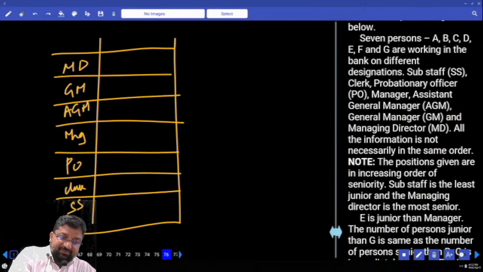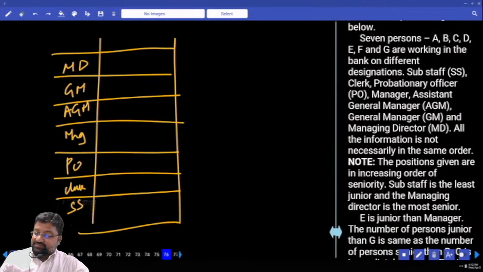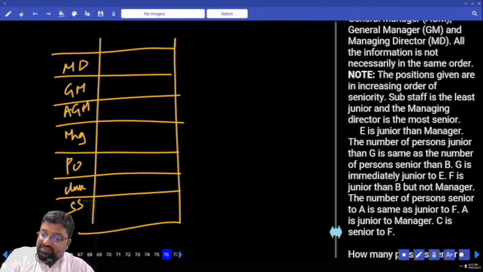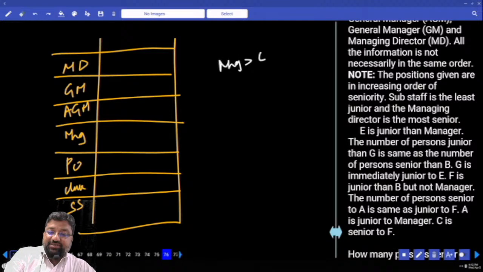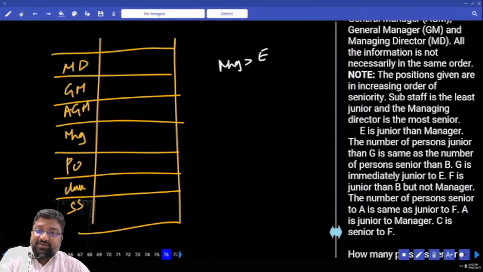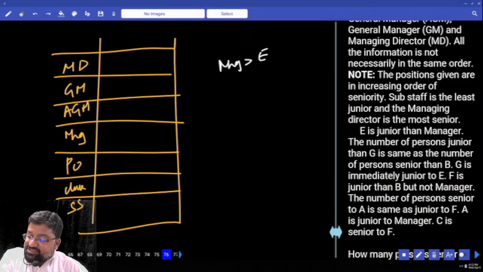What's the first point? Please read it. E is junior to manager. So after manager only you will have E. So E can be PO, clerk or sub-staff. Next line. The number of persons junior to G is the same as the number of persons senior to B.